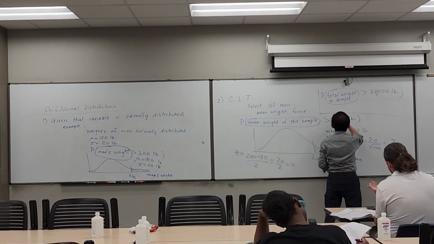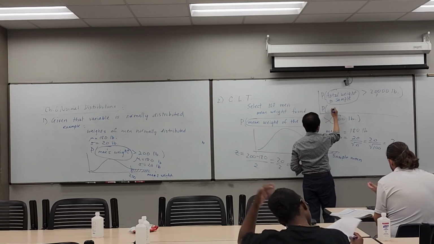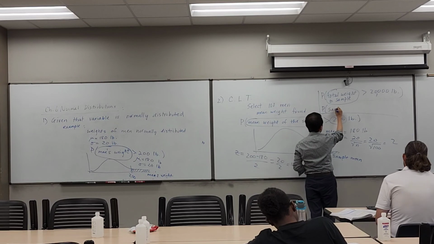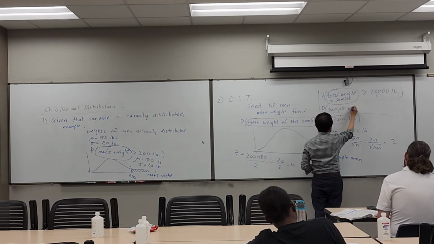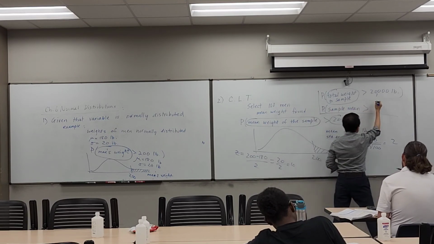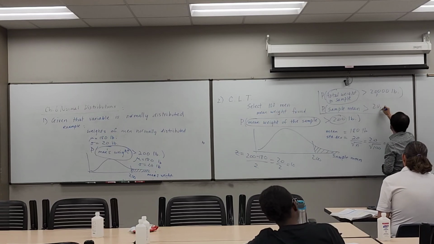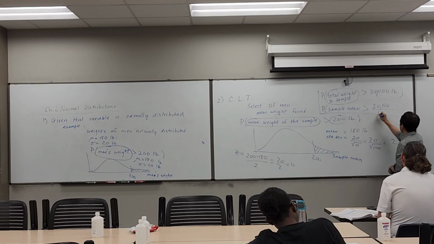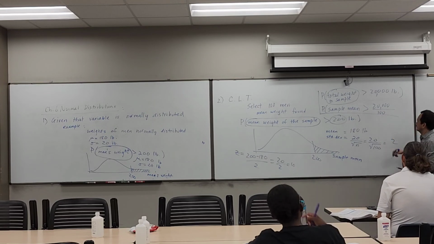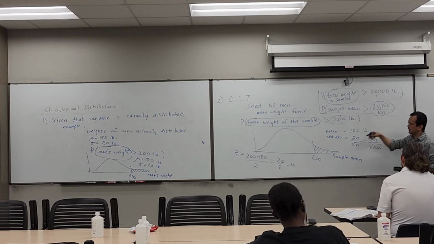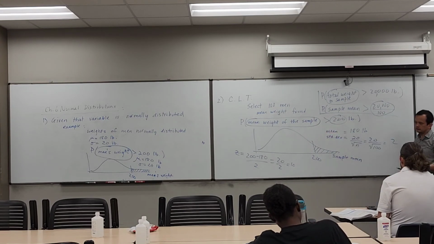So this is the same as the probability of a sample mean greater than 20,000 divided by the sample size, by dividing both sides of that inequality by the sample size, which is 100 in this case. Once you calculate what this is, which ends up being 200, you're back to the previous type of problem.